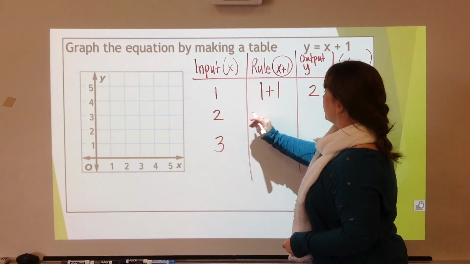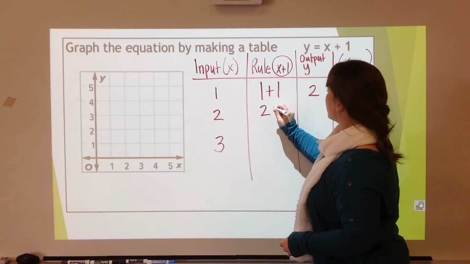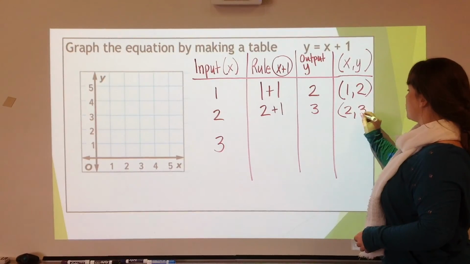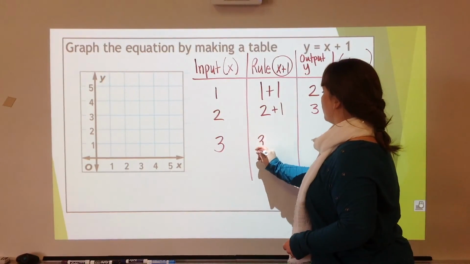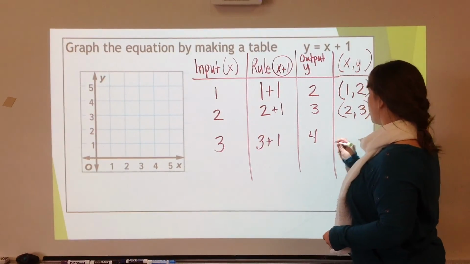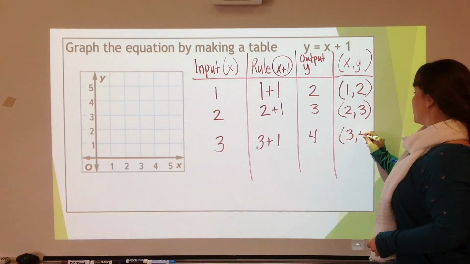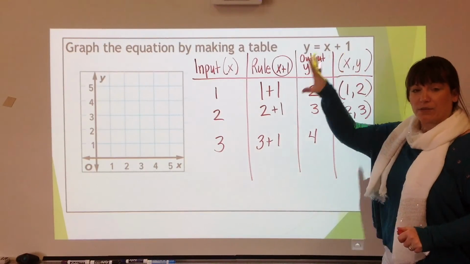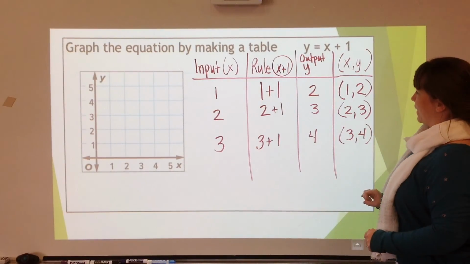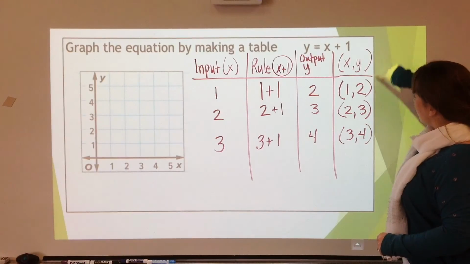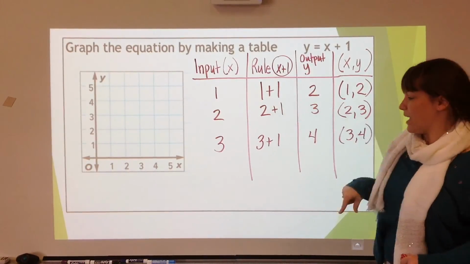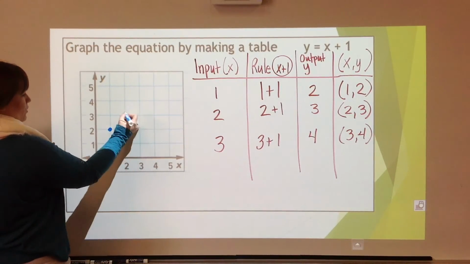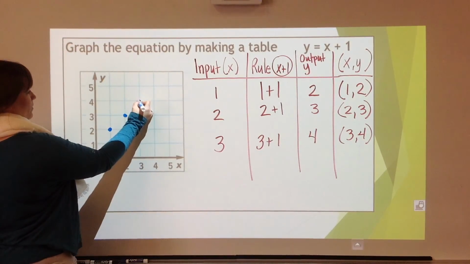Now we'll move on to the 2. If x is 2, we're going to add 1 again, and our ordered pair is going to be 2, 3. And when we add 1 to 3, we get 4. So that means our ordered pair is 3, 4. So this is the table you need to make. Hopefully you have enough room on the right-hand side, just like I have here. And then the last thing is we're going to take these points and we're going to plot them. So the first point is 1, 2, then 2, 3, and 3, 4.